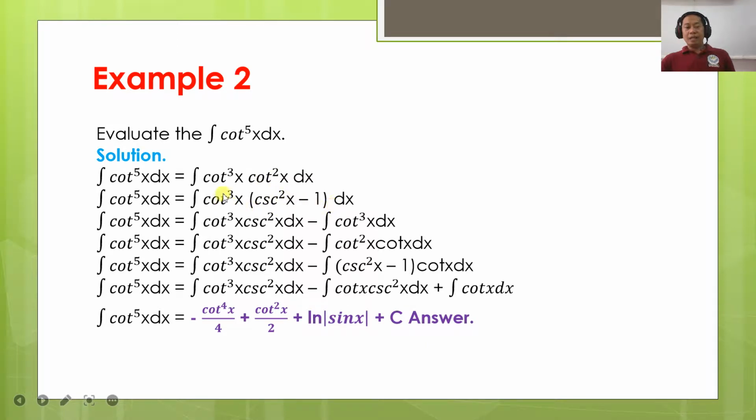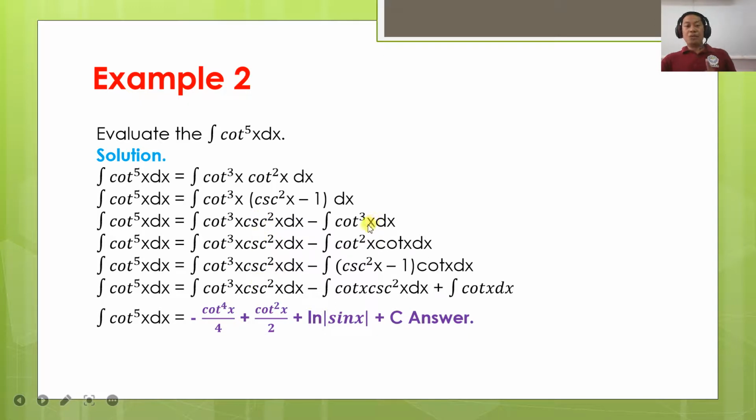saka natin i-distribute siya. So, we have now the integral of cotangent cube x times cosecant squared x dx minus the integral of cotangent cube dx. Again, yung pong cotangent cube x times cosecant squared x dx is may integral na po yan. Bakit? Kasi again, yung cotangent, ang derivative po ay negative cosecant squared x dx. So it means this is just a power formula with a neutralizing factor of negative 1. Kaya okay na tayo dito.